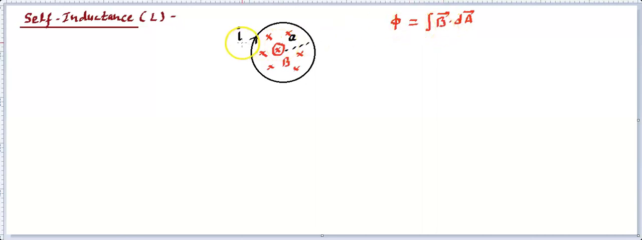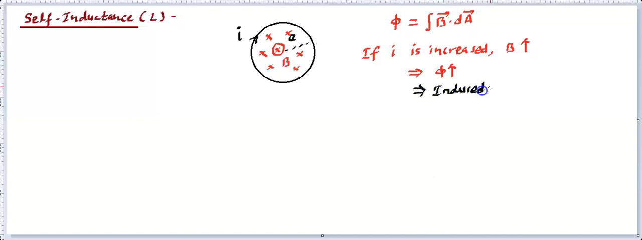Now let's say I is increased. As soon as you change this I, as a consequence B is going to increase. As B increases, the flux in a nutshell is going to increase. Whenever the flux increases, there is Faraday's law, and Faraday's law says that there is going to be an induced current. So immediately an induced current will be set up.